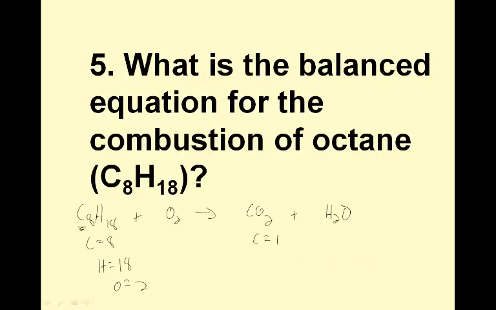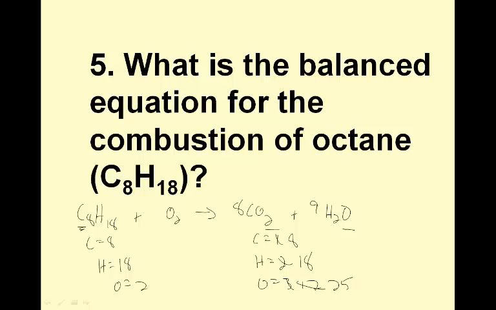Okay, so carbon is 1, hydrogen is 2, oxygen is 3. So to get 8 carbons, I'll throw an 8 here. And that changes my oxygens to 16 plus 1, 17. And it doesn't change my hydrogens at all. So if I want 18 hydrogens, I would have to put a 9 here, which would give me 18 hydrogens. It would give me 9 plus 16, 25 oxygens.